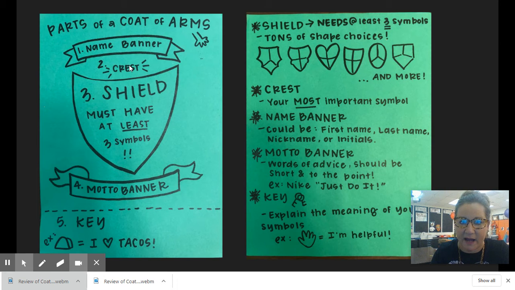The crest spot right here, which tells us is your most important symbol. So you're going to look back at the symbols that you drew last week in your sketchbook for your assignment, and you're going to look for the one that most represents who you are. So hopefully that's probably not like a pizza slice because pizza is your favorite food. That's probably not the most important thing about you, right?